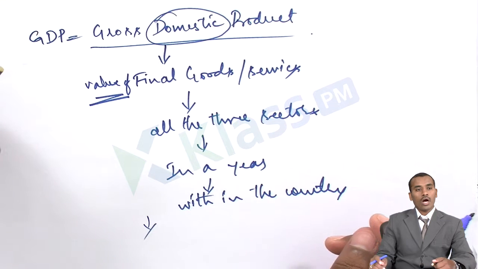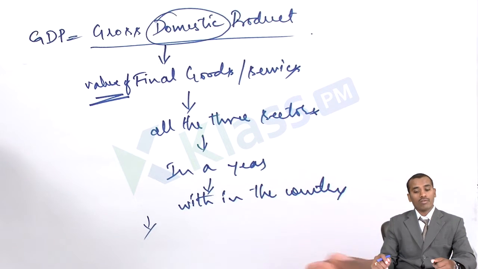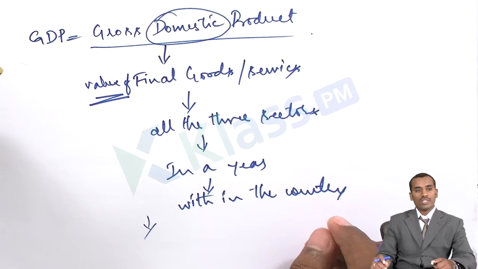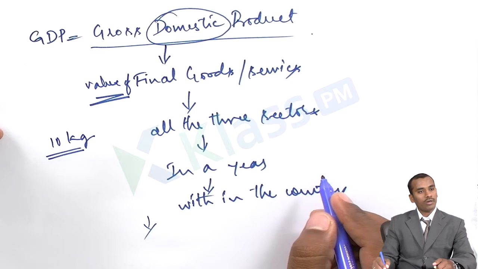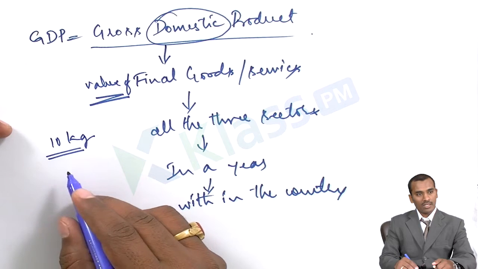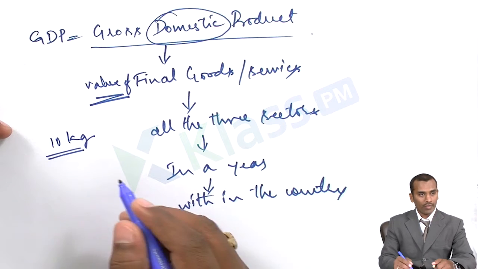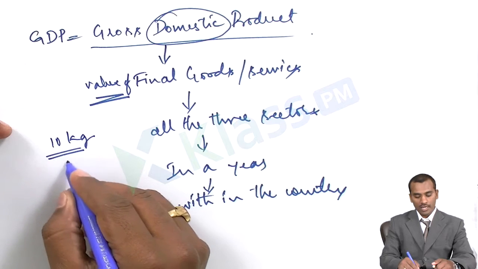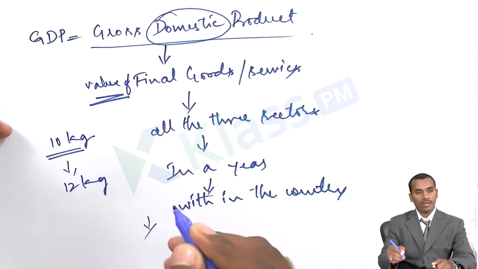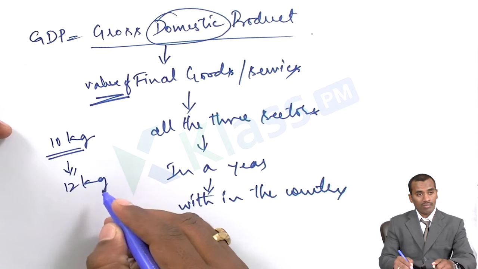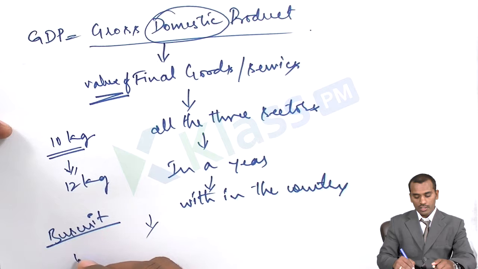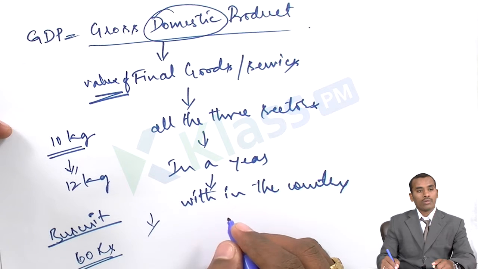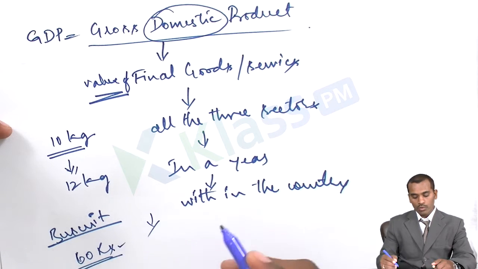So how do we calculate the final goods and services? Here I give an example. A farmer sells his wheat for 10 rupees per kg. Then the flour mill person takes this wheat, makes flour, atta, with it, and sells that for 12 rupees per kg. And this atta, or flour, will be utilized for making biscuits, and the cost of the biscuit is 60 rupees. Now, the value of the final good is 60 rupees.